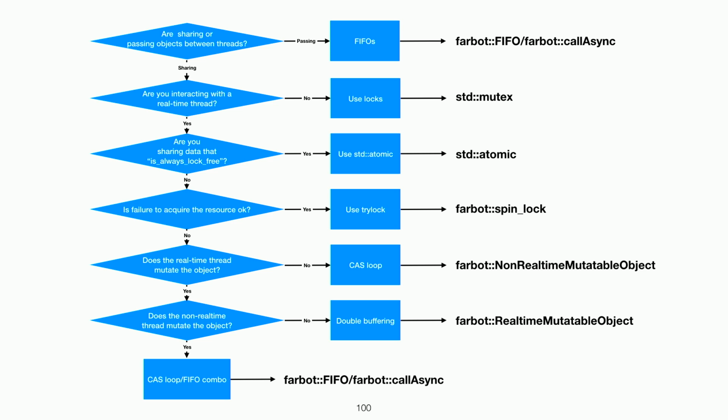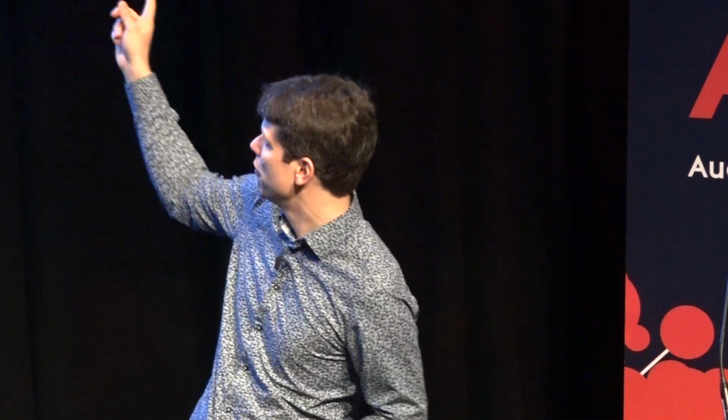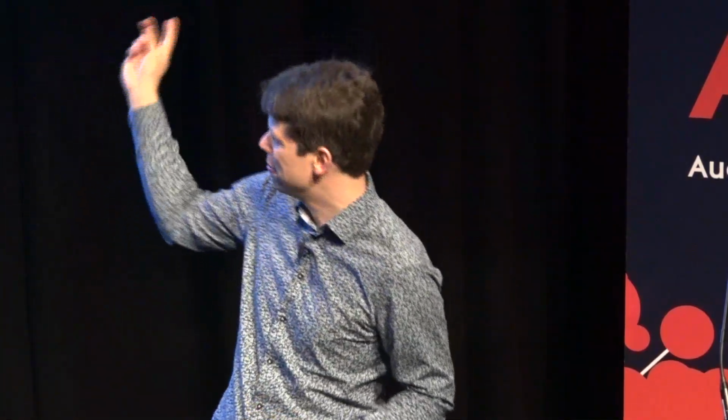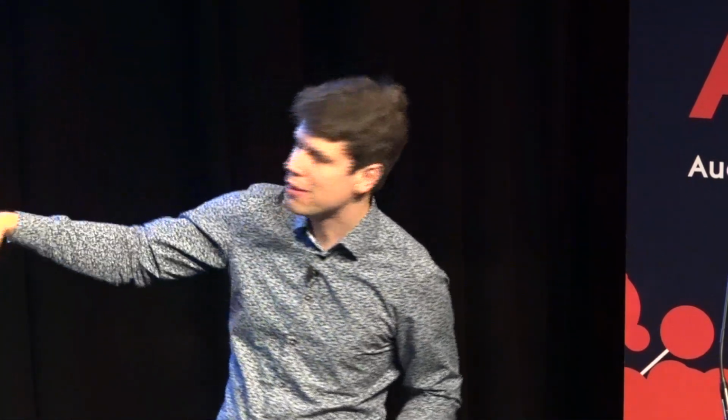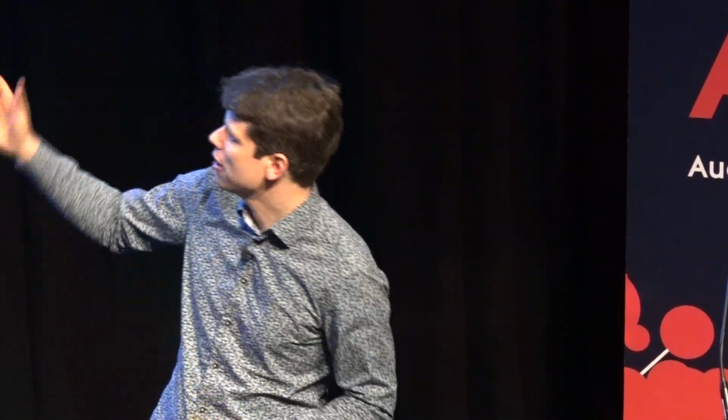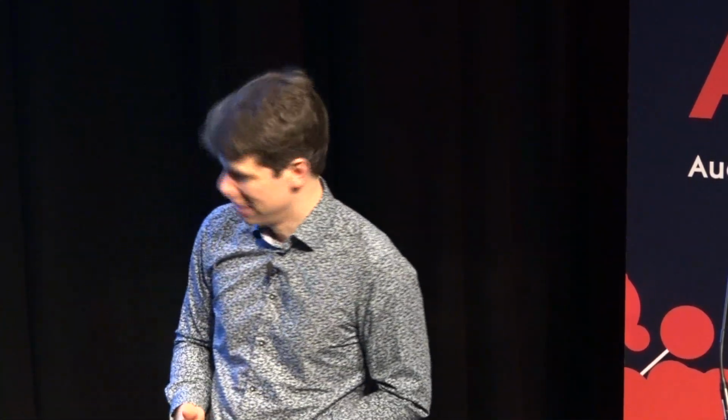If only the non-real-time thread is mutating the object, use farbot's non-real-time object or use a cast loop. If only the real-time thread is mutating the object, use farbot's real-time mutatable object. And if both are mutating them, then use this combination of real-time object, non-real-time object, and call async or a FIFO.